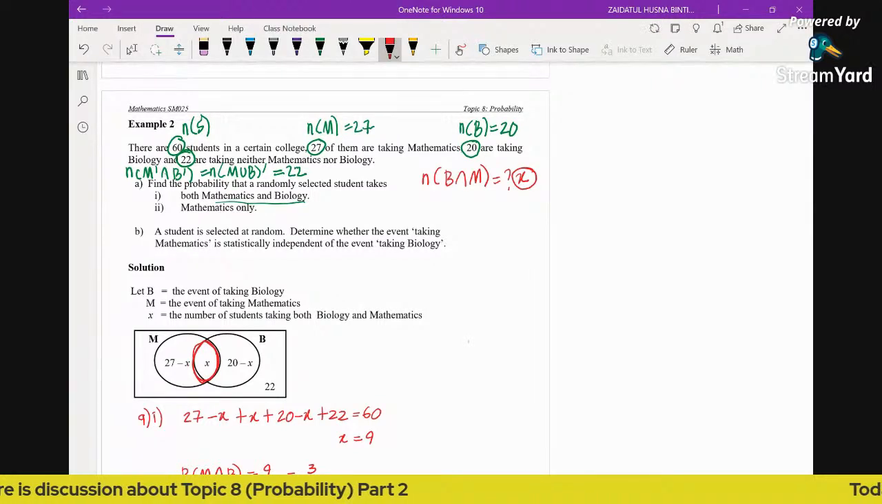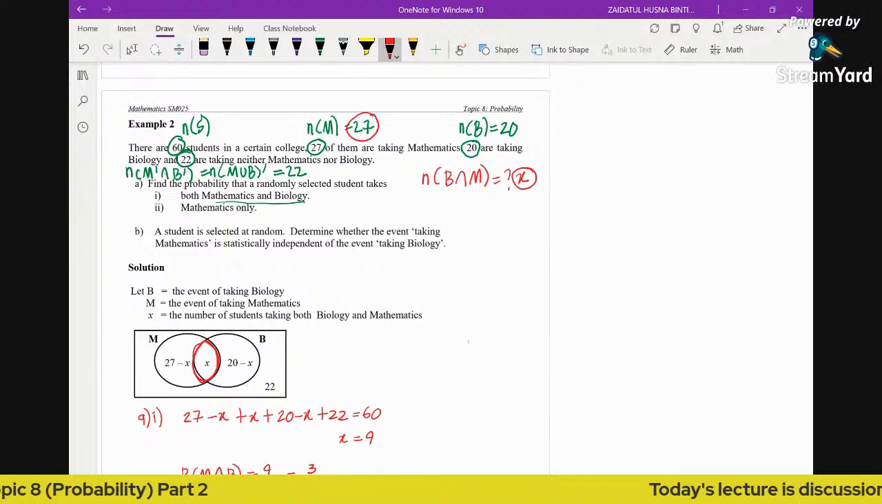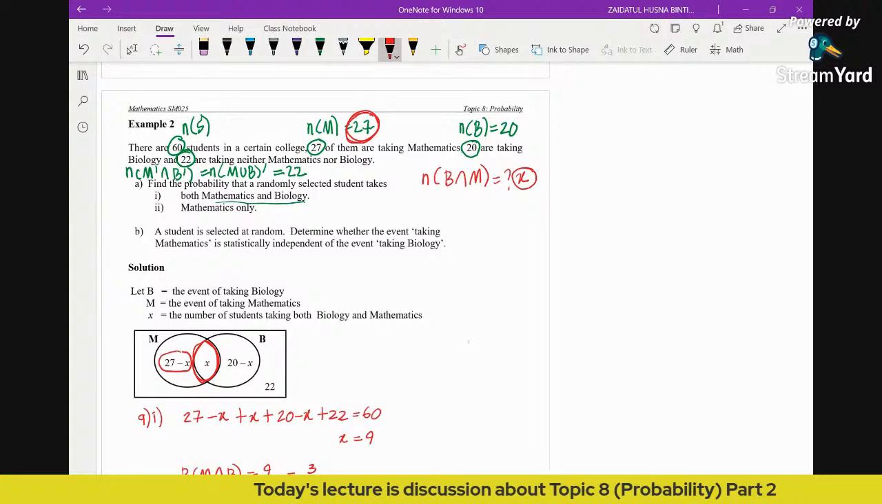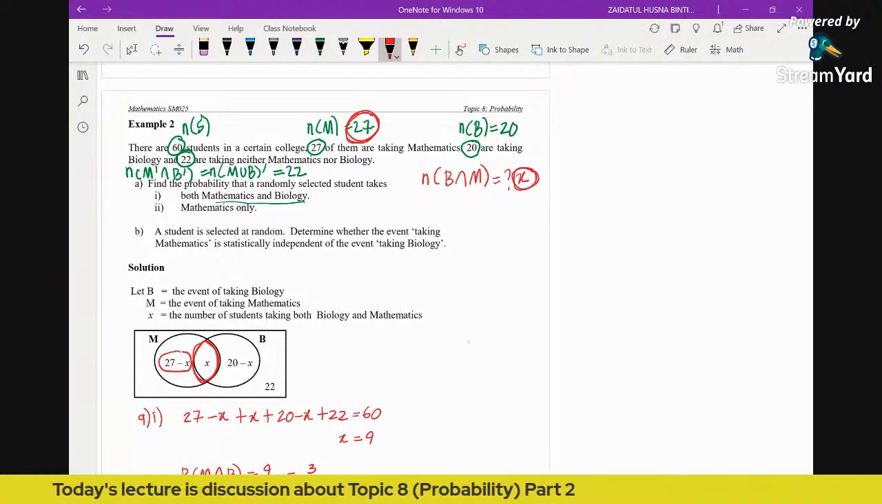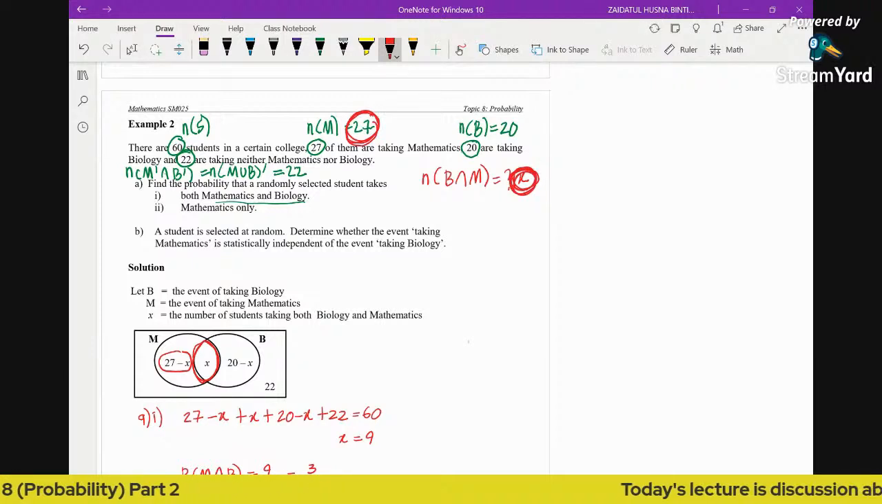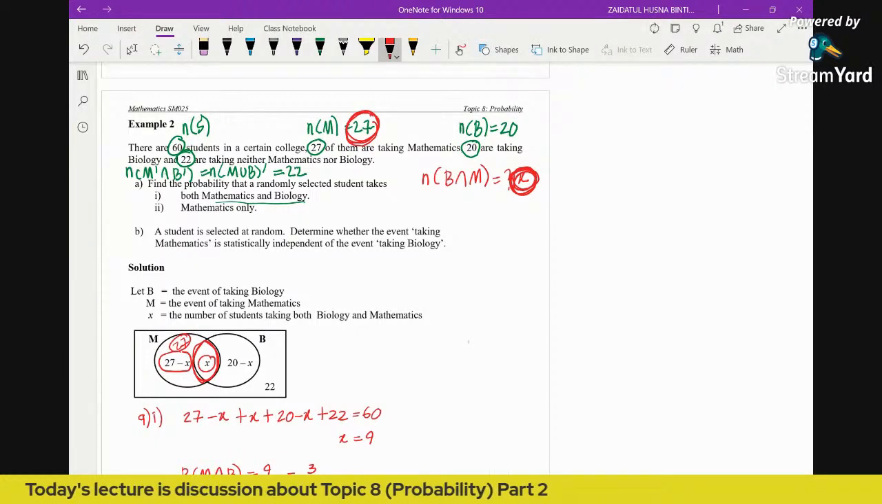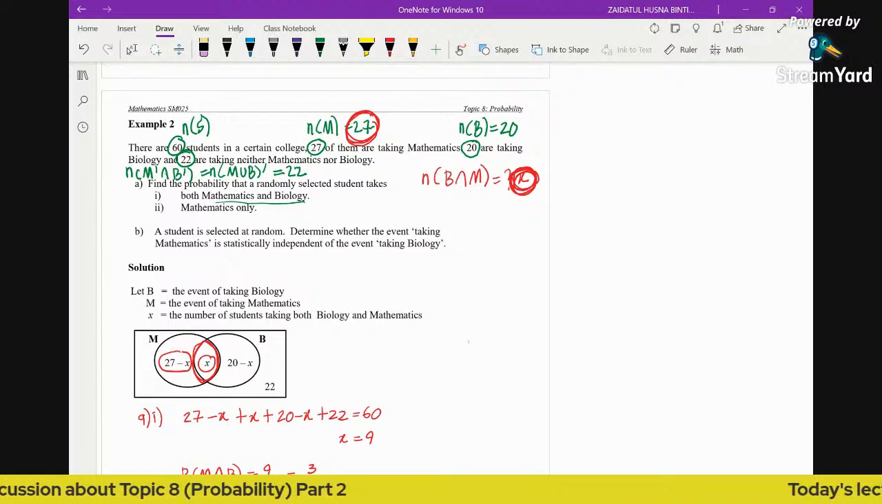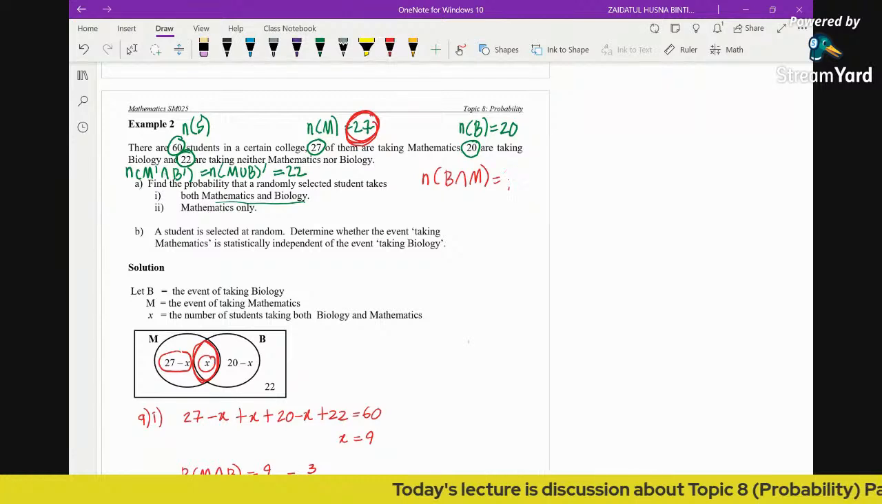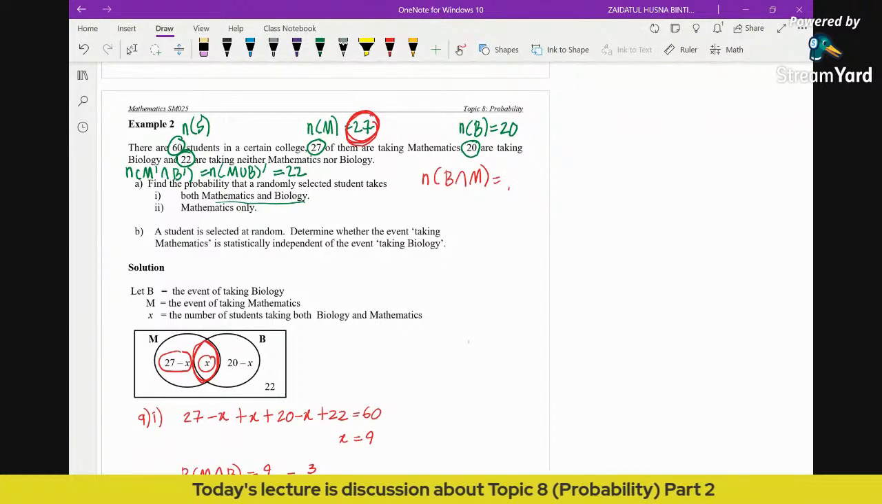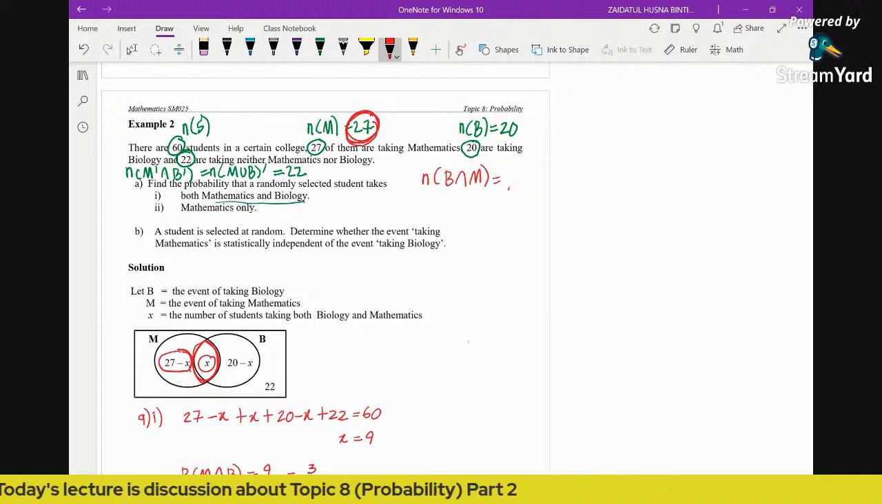Now, 27, you cannot put 27 here, because why? The number of students taking maths is 27, and out of this 27, there are X students who take both maths and biology. So these 27 include those students taking both. We cannot simply put 27 here, because then with X the value would be greater than 27, and we don't want that, because only 27 students are taking maths, including those who take both. That is why here we put 27 minus X.